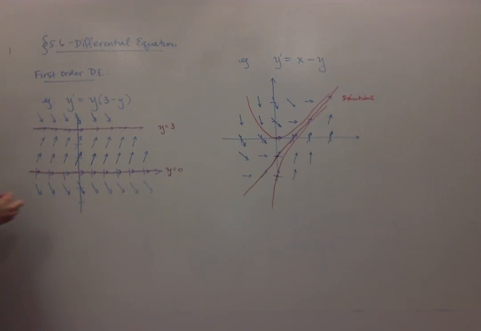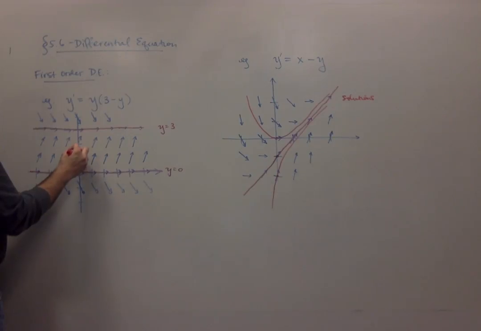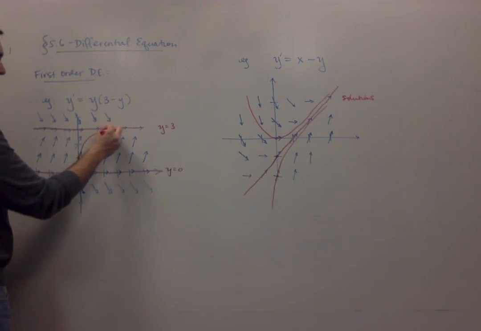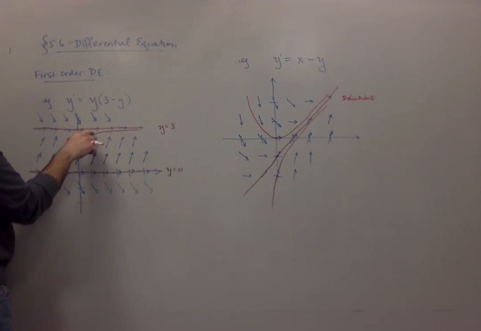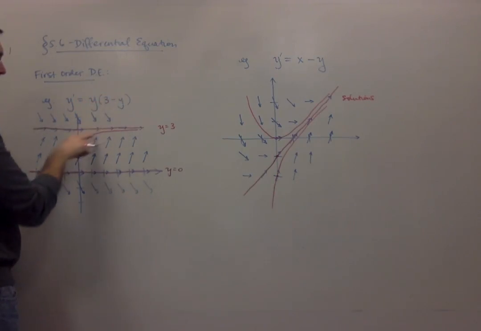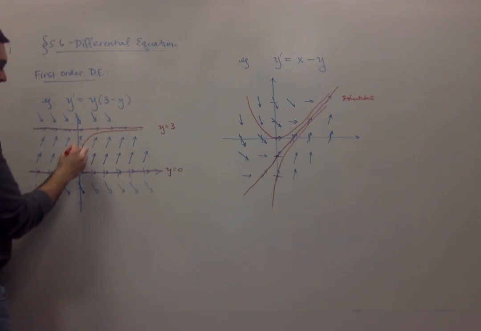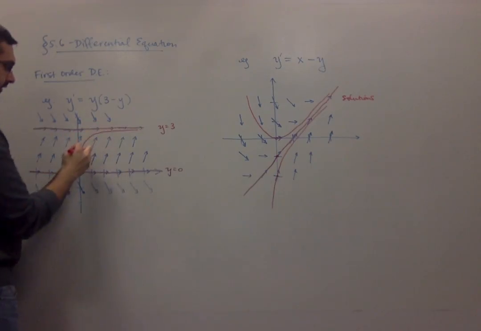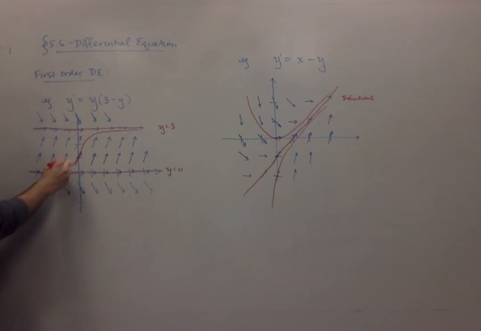Now in between, if I were to start here, what ends up happening, and you might need to draw in a few extra arrows to figure this out, is that as you get close to 3, this number gets close to 3, but this thing gets really close to 0, and so the solution starts to level off in that direction and in this direction.